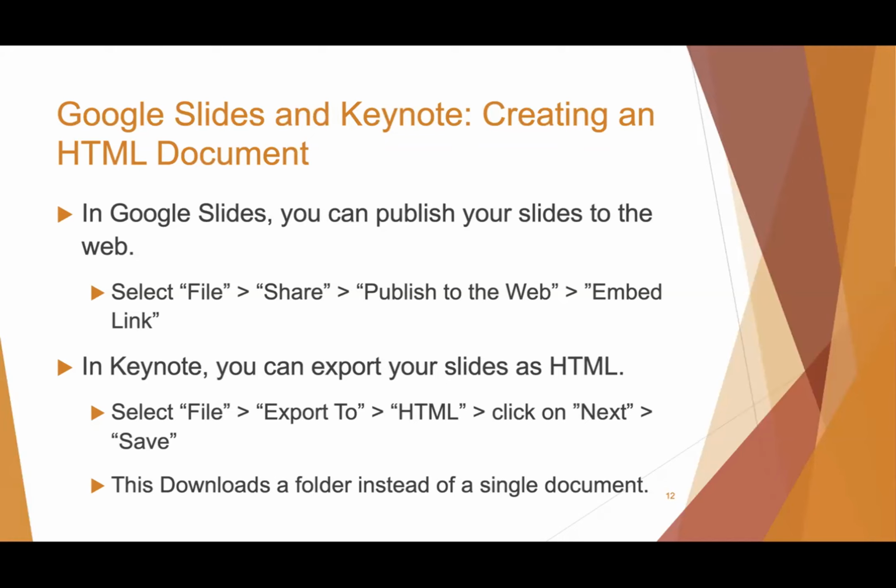In Keynote, which is great, you can export your slides as an HTML document. So you select File, Export to HTML, and then click on Next, and then Save. And this downloads a folder with a bunch of stuff like the text that you've decided to use, your images, things like that. To open it, there's an index.html file in the folder. And so if you click on that, that will open in your preferred browser and it will be your slides.